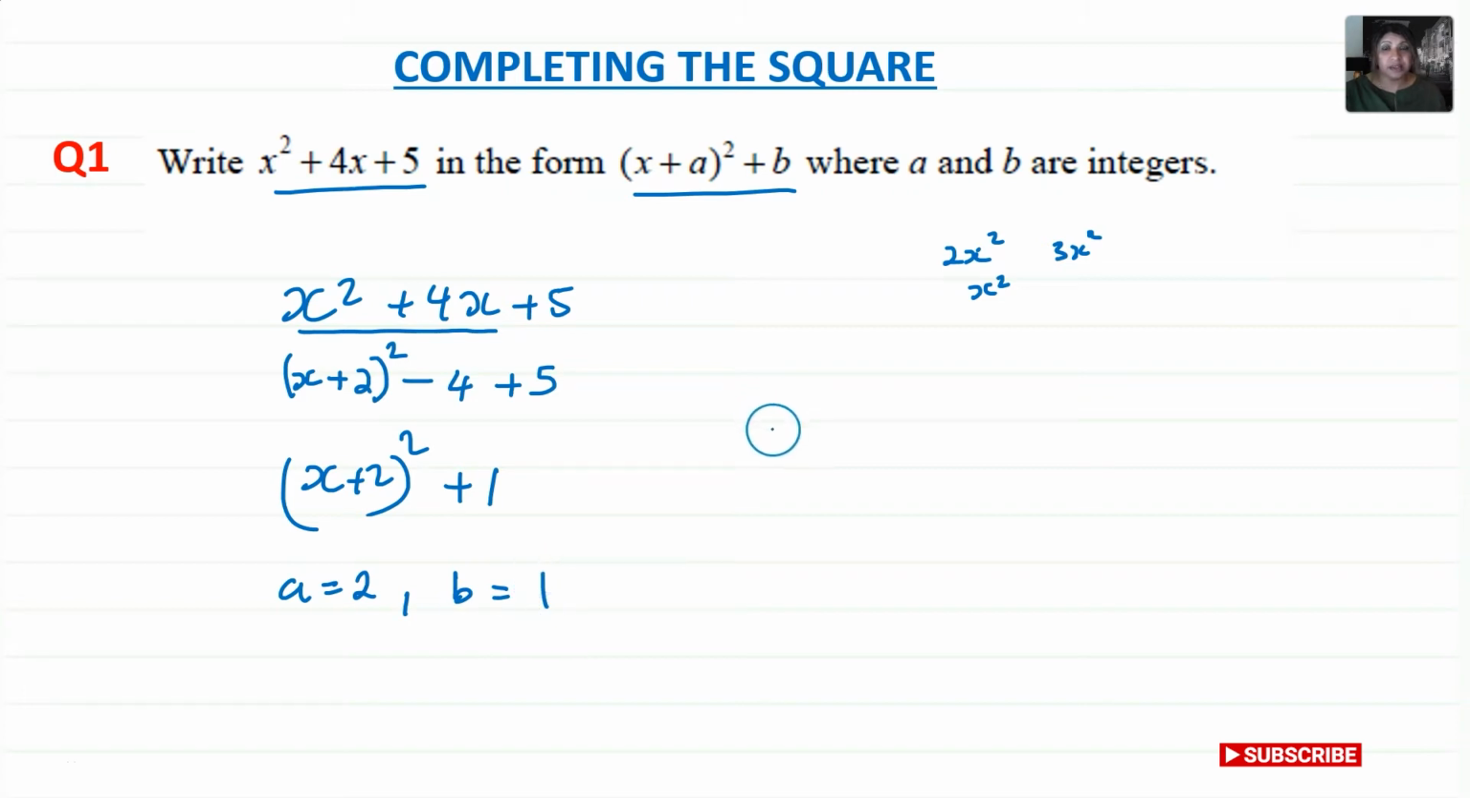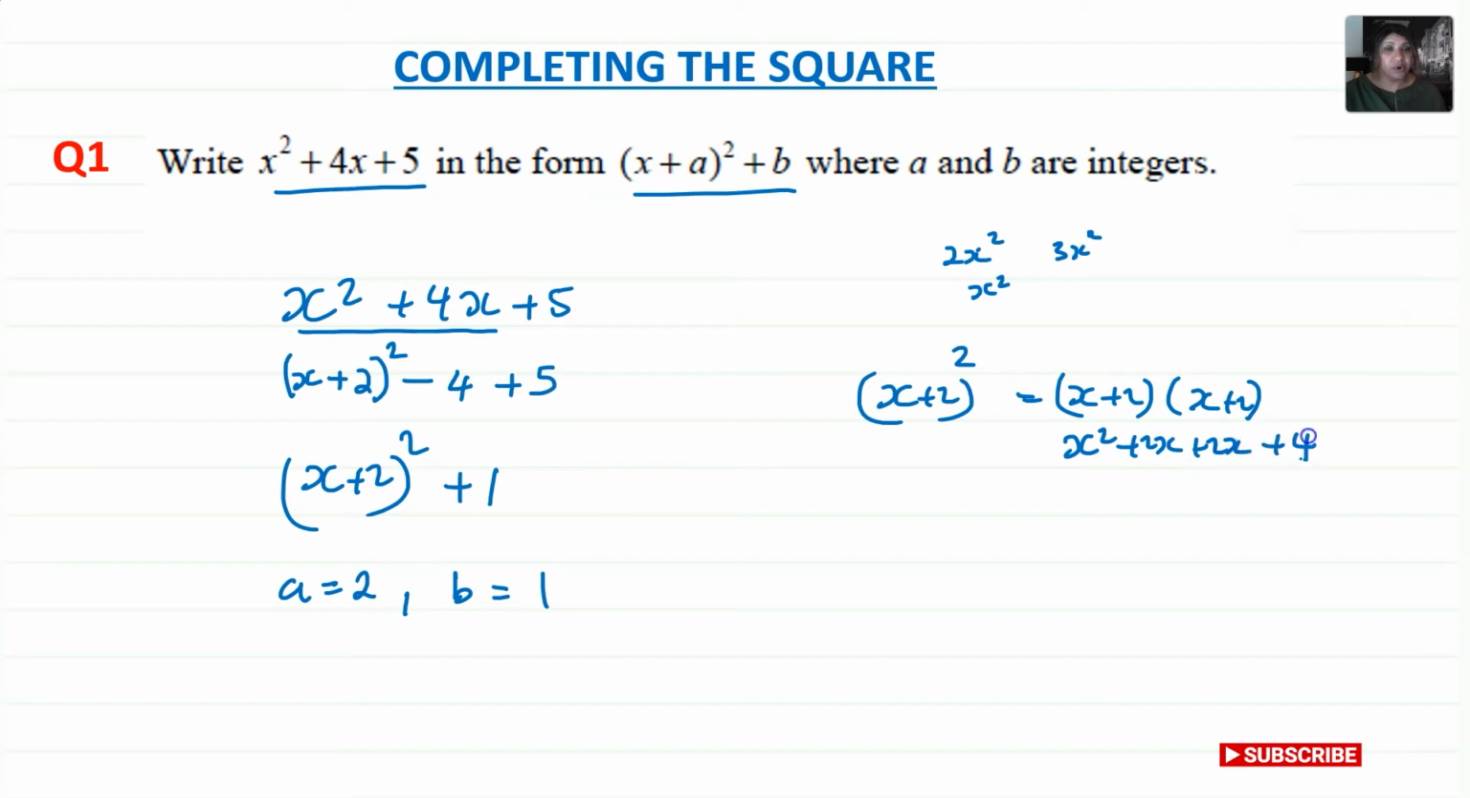I just want to explain why we subtract this number squared. Let's say we have the bracket x plus 2 squared. This is equal to x plus 2 times x plus 2. If you expand these two brackets, you will get x squared plus 2x plus 2x plus 4. I'm assuming you know how to expand double brackets, so you get x squared plus 4x plus 4. So this part alone will give you this.